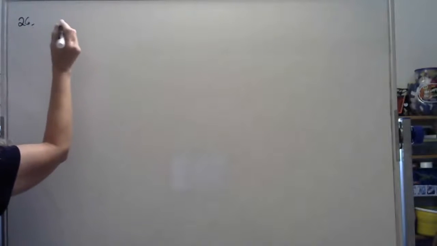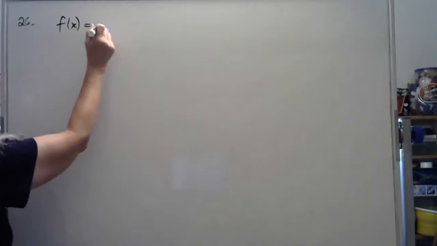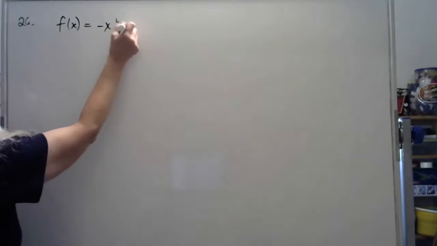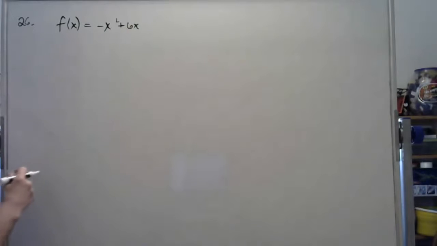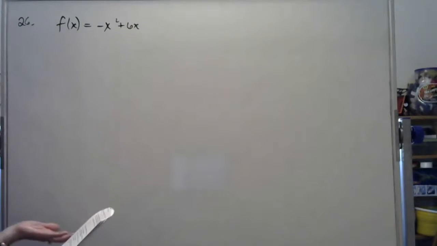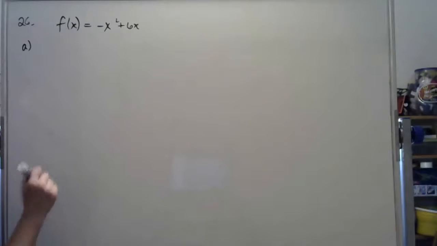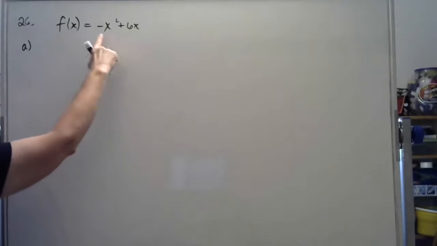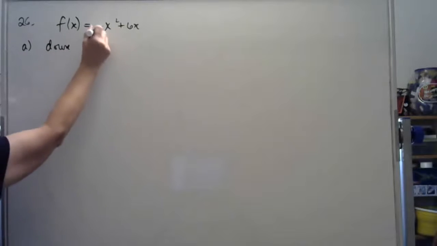Given the quadratic function f of x equals negative x squared plus 6x, answer parts A through C. Part A is to determine whether it opens up or down. So does this open up or down? We know it's a parabola. Down, because of the x squared, so it's down because that lead term is negative. So that's what's telling me down.